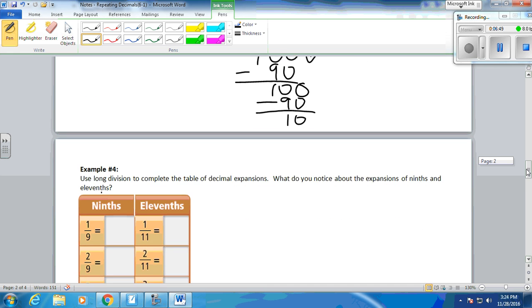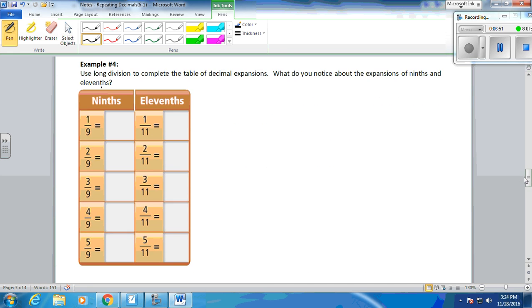Okay, so now number 4 is asking us to use long division to complete the table of decimal expansions. What do you notice about the expansions of the 9ths and 11ths? We are eventually going to see a pattern when we divide these out. So be patient with me. I know that it seems like we're going to be writing a lot, but just be patient.